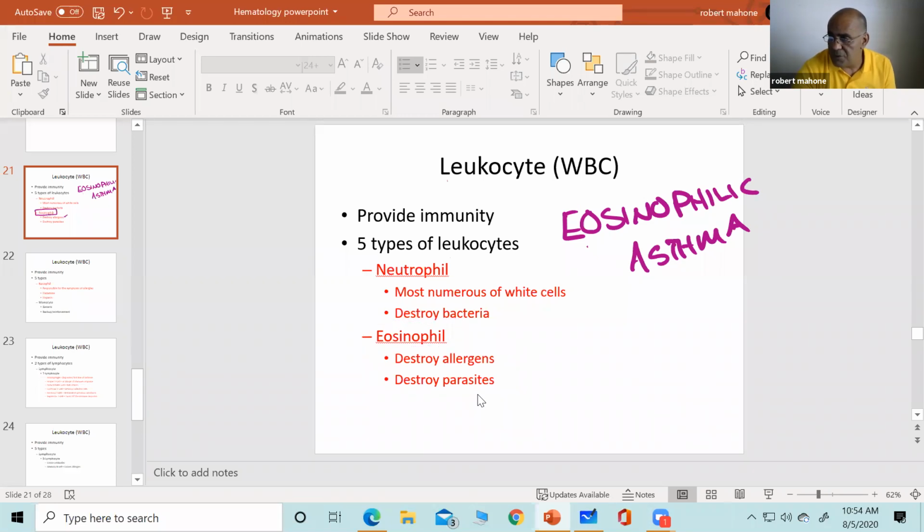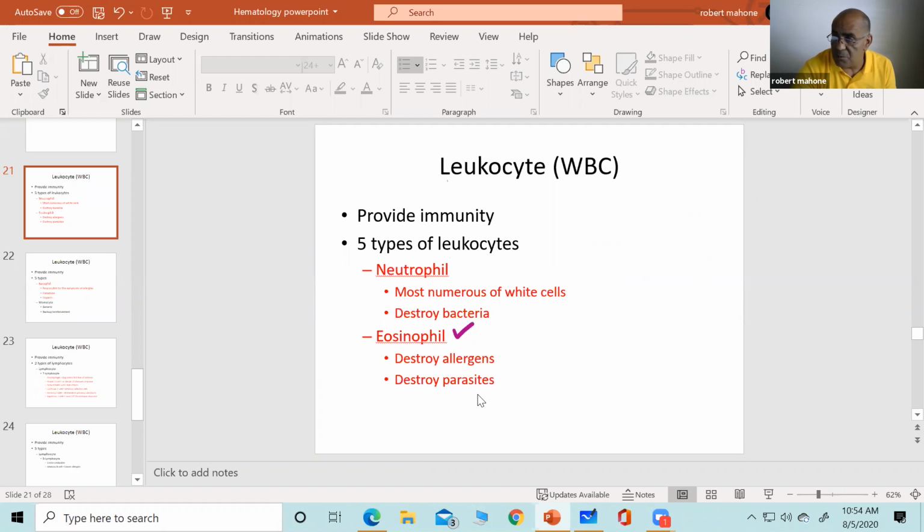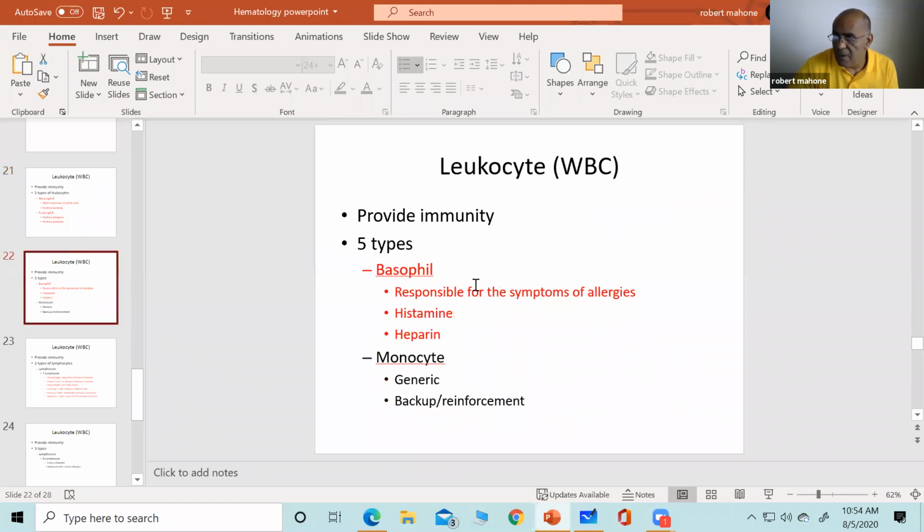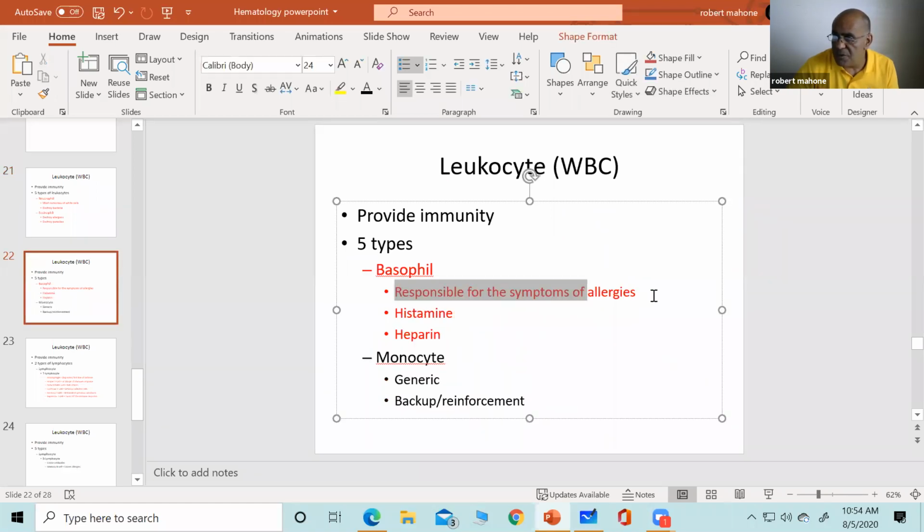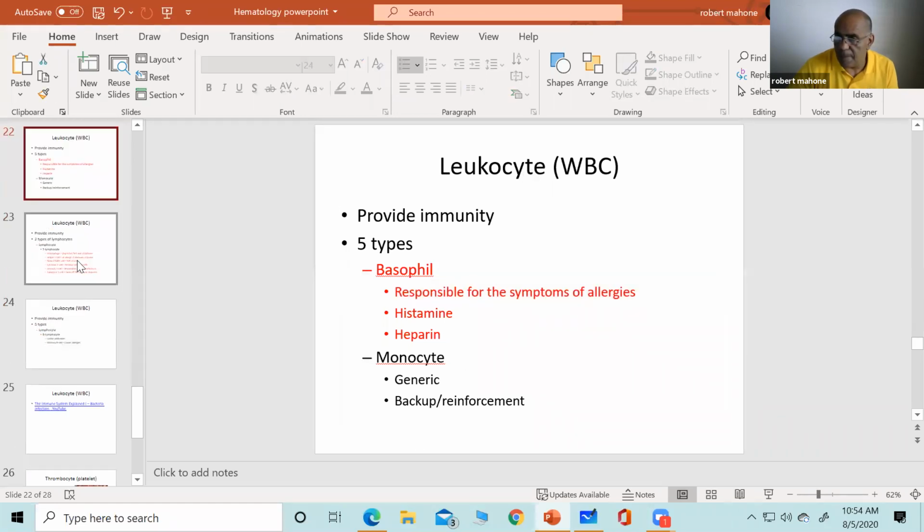And they're going to treat you with a medication that keeps the eosinophils from getting to your lungs like that. So these can actually cause problems in people when they rush into the lungs to destroy any allergens that you're breathing in. And you end up with eosinophilic asthma, too many eosinophils in your lungs at one time. So eosinophils destroy allergens and parasites. Basophils are responsible for the symptoms of allergies.